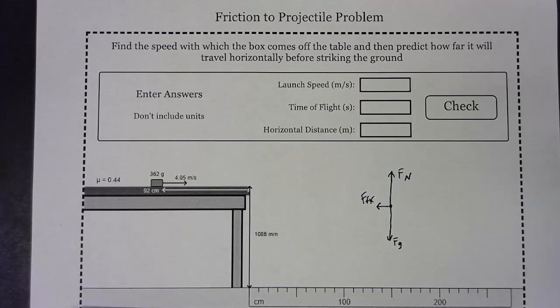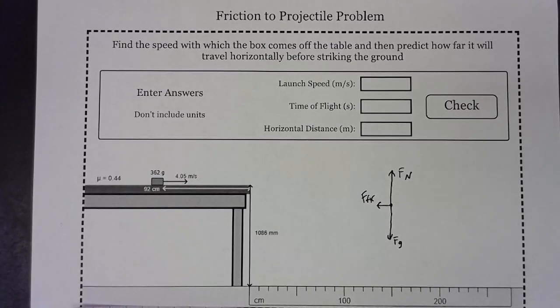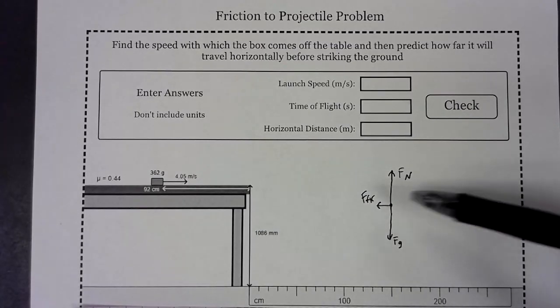We want to know the launch speed, how long it will spend in the air, and the horizontal distance from the table that it will land. Start by doing a free body diagram for this. We can see that forces are balanced in the y direction. We have one force in the direction which is left that will oppose the initial velocity. The box is already sliding, so we're going to call that force of friction kinetic.